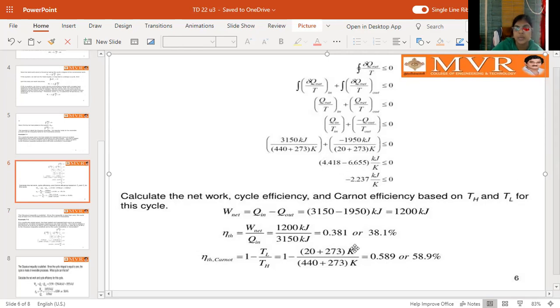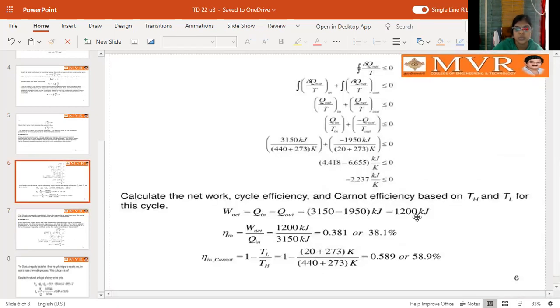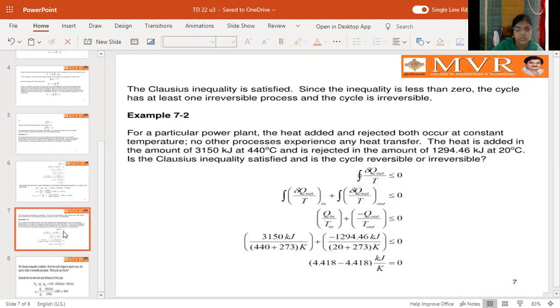Okay, so here we can observe one thing. This is absolutely irreversible. Why? Because our Carnot efficiency is 58.9% and the thermal efficiency is 38.1%. So our Carnot efficiency is greater than the thermal efficiency. So definitely it is an irreversible process. This is also the same: we got 38.1%, and finally we got an irreversible process.